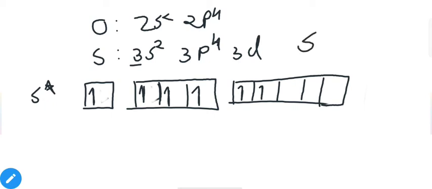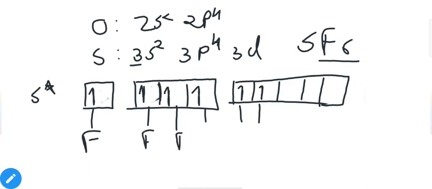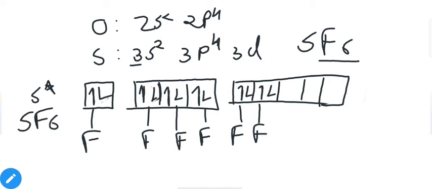Now as we know, in the SF6 molecule 6 fluorines will be attached. Each fluorine will share its electron with a single electron of sulfur like this. So fluorine will be attached like this, and it will donate its electron for pairing as well. So this will be the situation for the SF6 molecule.